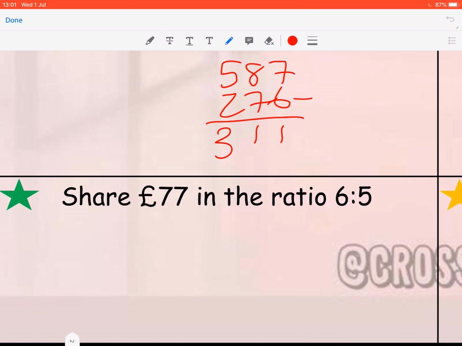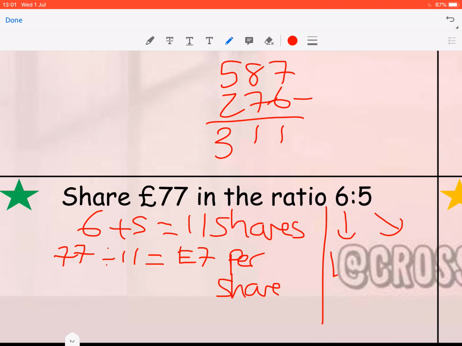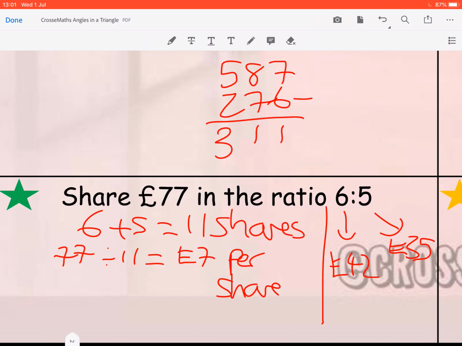£77 in the ratio 6 to 5. I've got to add my shares first. I've got 6 plus 5. Altogether, I've got 11 shares. Now I've got to split this £77 11 ways. 77 divided by 11 means each share is £7. One person gets 6 shares, one person gets 5 shares. 6 lots of 7 is 42. And 5 lots of 7 is 35. And that's it.